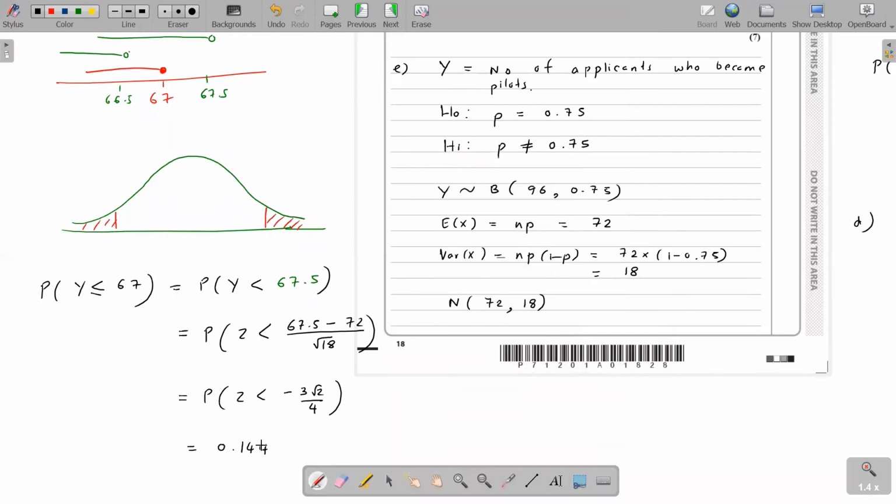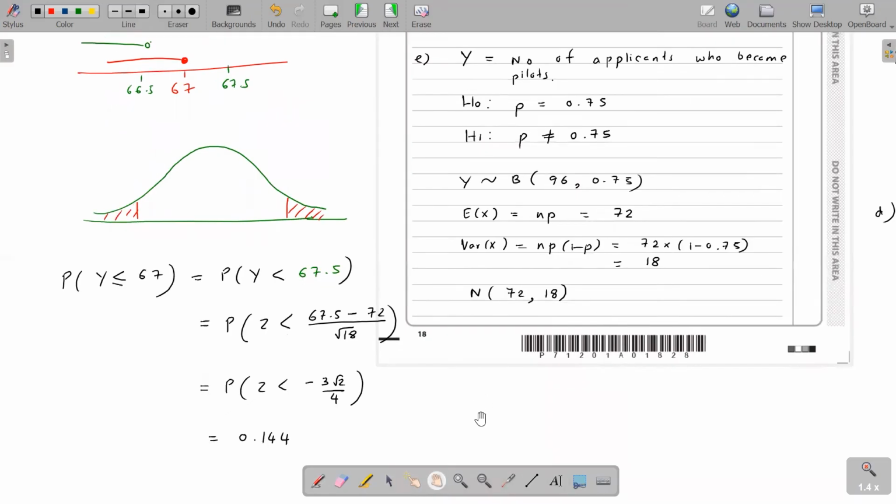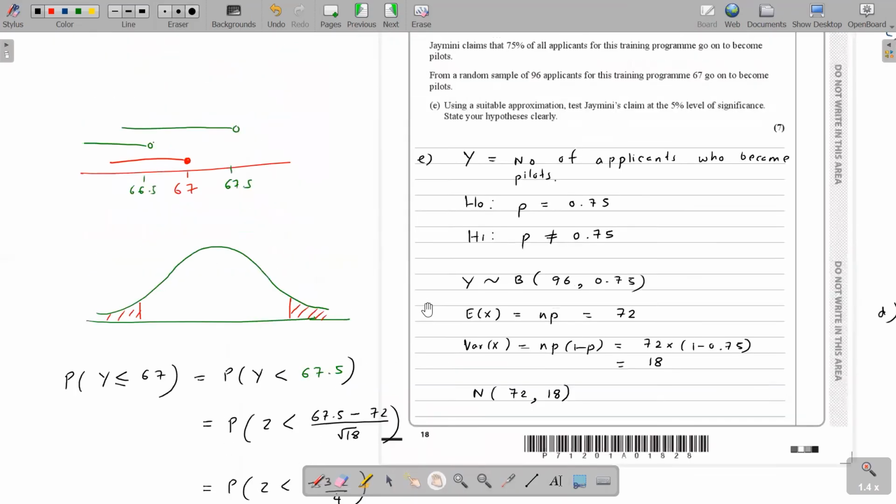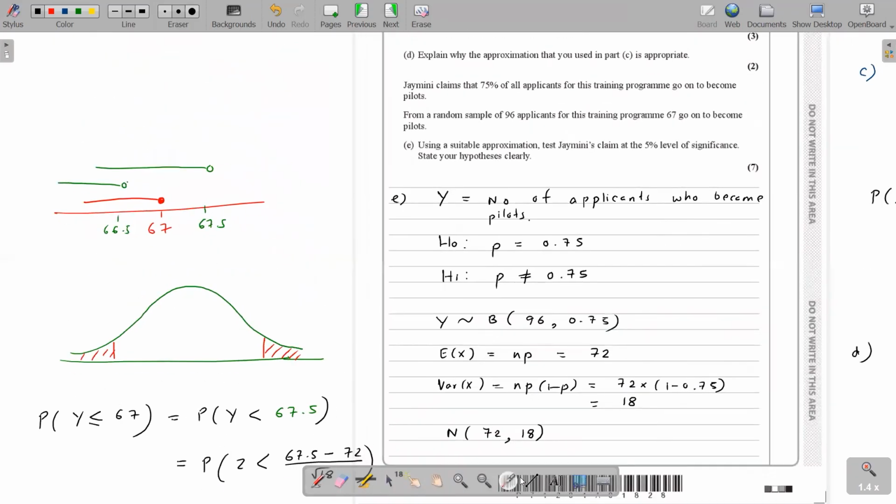Now remember, we are not just getting a probability here, we are doing a hypothesis test, right? So the probability X is less than or equal 67 is how much? 14.4%. By the way, how much is our significance level? We used a 5% significance level. And because we're using a two-tailed test, each side becomes how much? 2.5%, right?